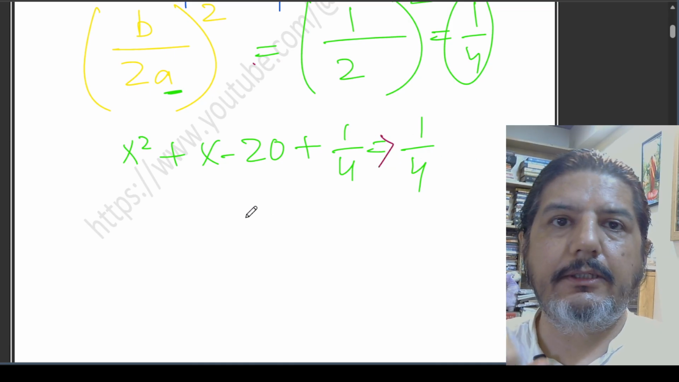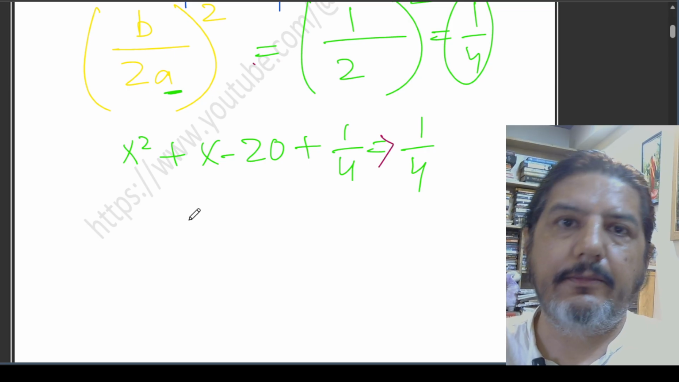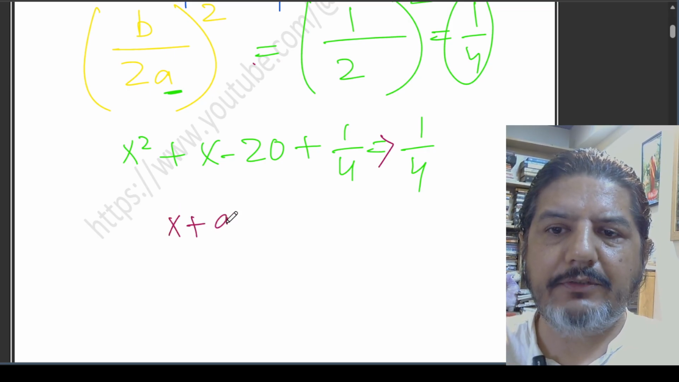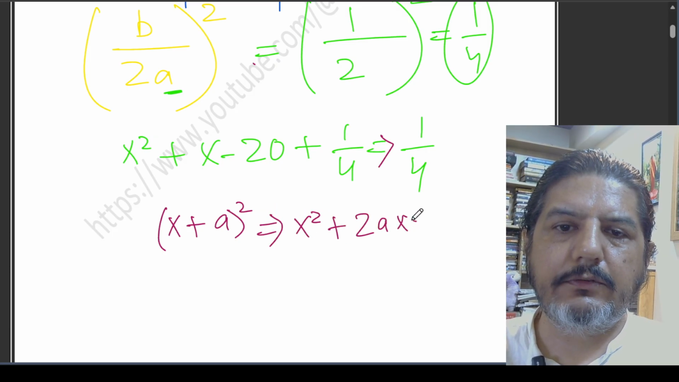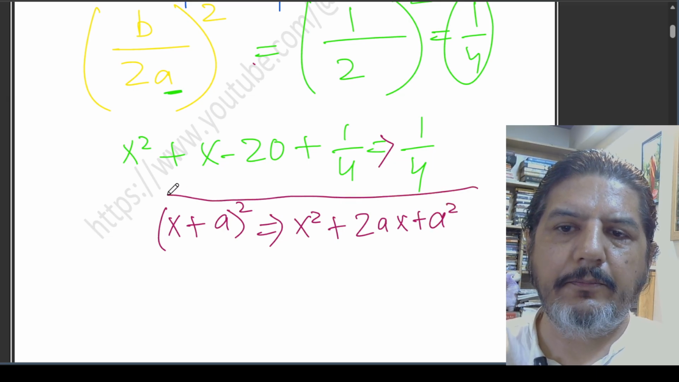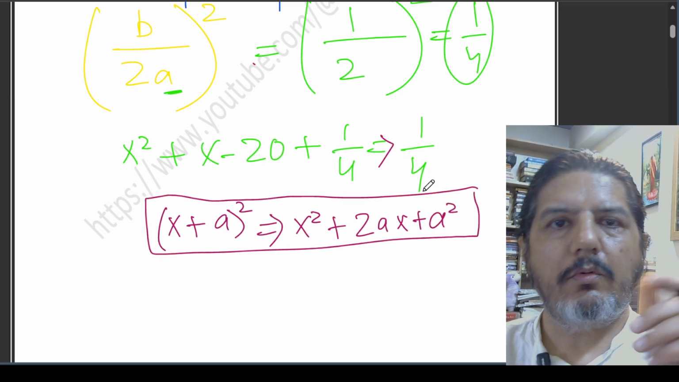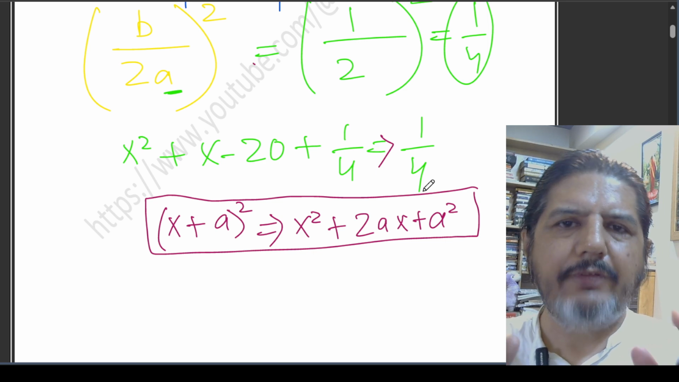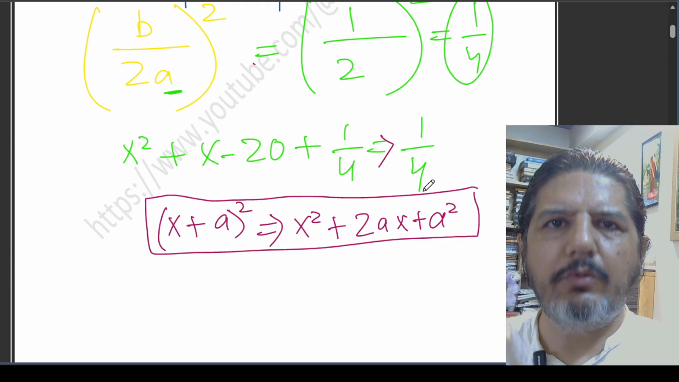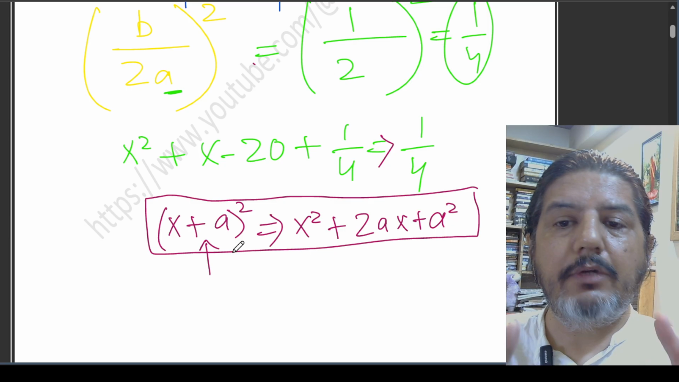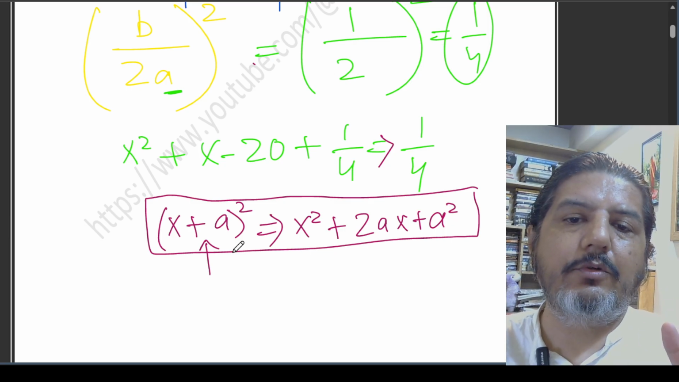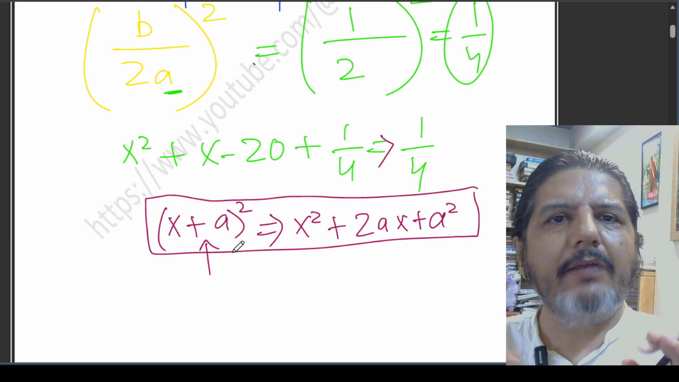I hope you know this algebraic expansion, (x + a) whole square. So (x + a) whole square is equal to x square plus 2ax plus a square. Now, what will be happening is that once you have added the coefficient, once you have added (b upon 2a) whole square on both sides, your left hand side should reduce to this: (x + a) whole square is equal to x square plus 2ax plus a square. It will definitely reduce.